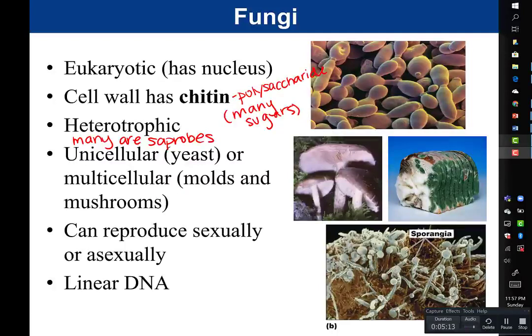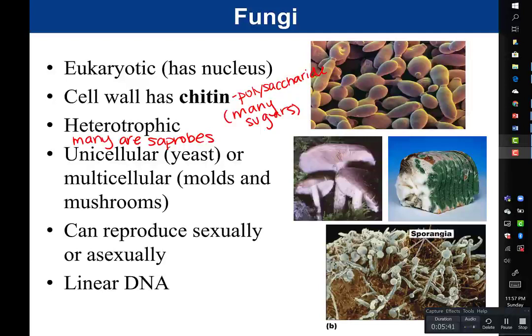So at the top here, we have a type of yeast that is called Saccharomyces cerevisiae. The name literally means sugar fungus that makes beer. This is a type of yeast that is used to make beer, bread, and wine. And so it's able to do what's called fermentation. And so this would be an example of a unicellular fungus, so a yeast.